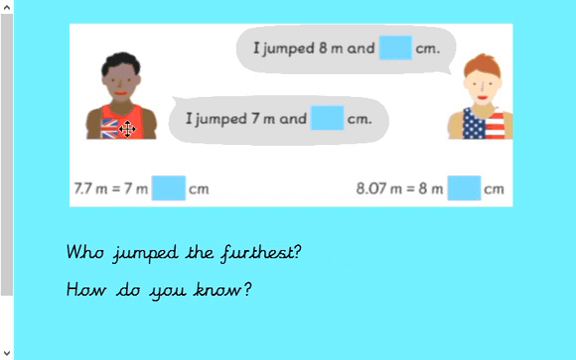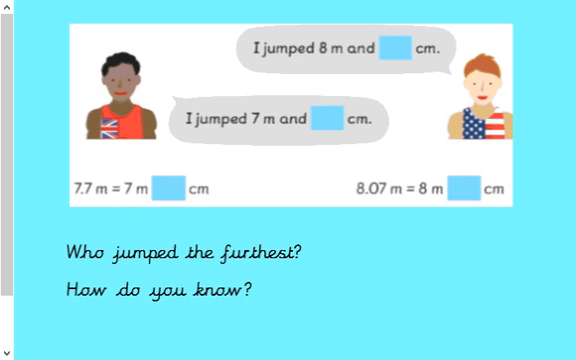Now this chap here has jumped 7.7 meters. So we know he's jumped 7 whole meters. But how many centimeters has he jumped? Well, the tenths column here has 7 in it. That means that he's jumped 70 centimeters, 7/10ths of a meter. So he's jumped 7 whole meters and 70 centimeters. So who's jumped the furthest? Well, it's this chap. We don't really need to look at the hundredths and the tenths really, because the whole meters show us that he's jumped 8 and he's jumped 7.